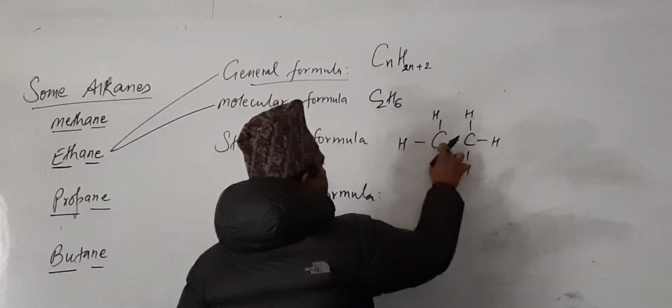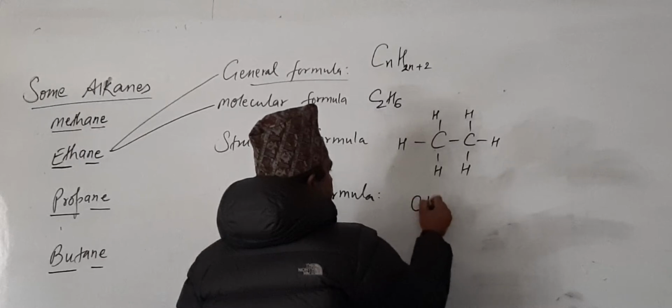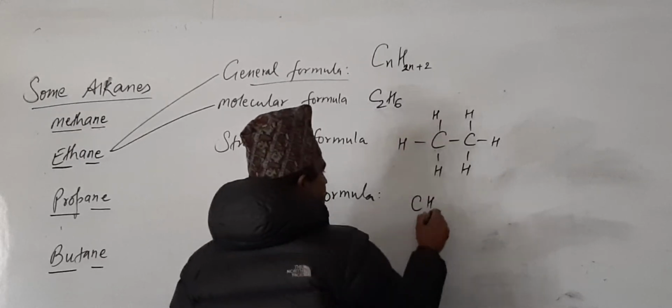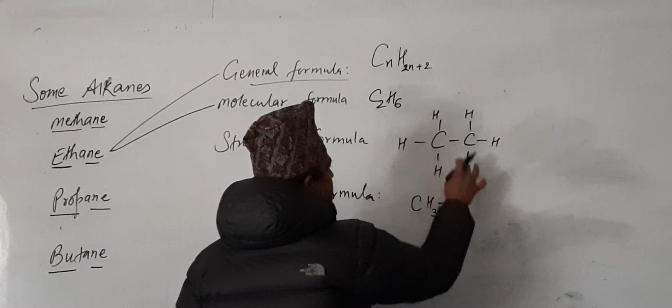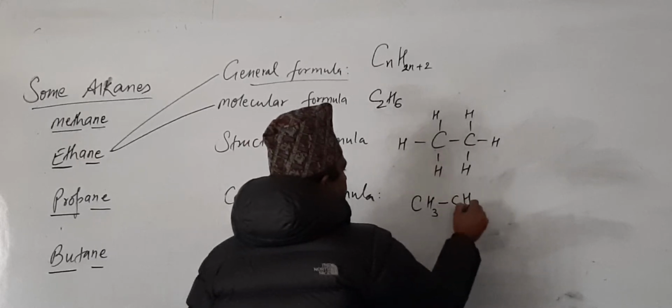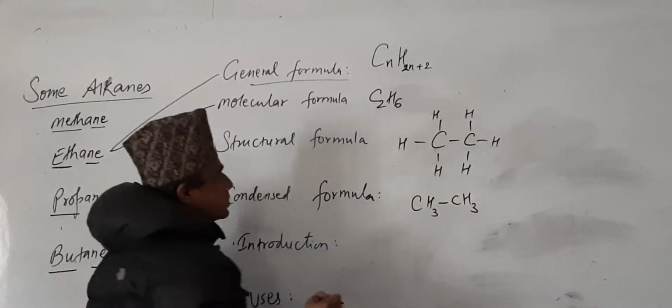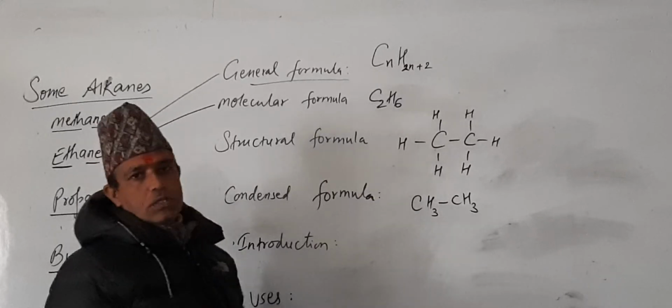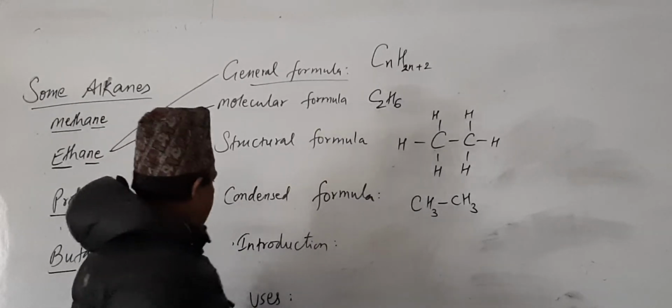Condensed formula, I said, condensed means this one: CH3 dash CH3. There is a single covalent bond between CH3 and CH3. That is the condensed formula.